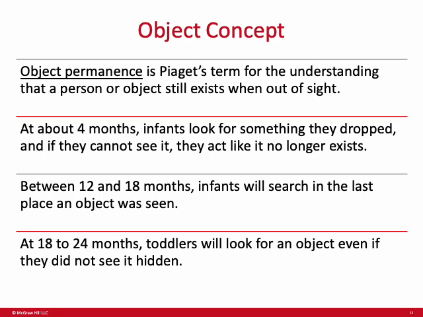Object concept. Object permanence is Piaget's term for understanding that a person or object still exists when it's out of sight. At about 4 months, infants look for something they dropped, and if they cannot see it, they act like it no longer exists. Between 12 and 18 months, infants will search in the last place an object was seen. At 18 to 24 months, toddlers will look for an object even if they do not see it hidden.